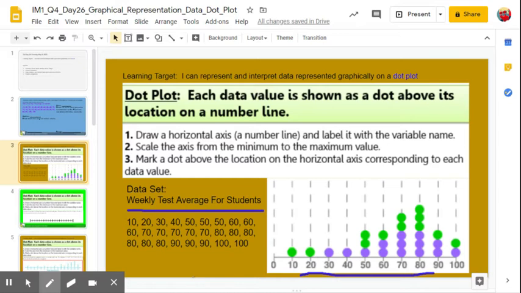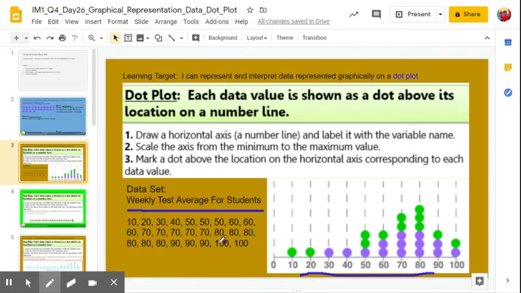Then here's our data set, and I have it in order for convenience. So it's 10, 20, 30, and so on. You see all the numbers that are there. Then all we do is scale. What's my smallest number? My smallest number is 10, and my largest number is 100. So I need to make sure this number line includes all the numbers, and we scale it somehow. In this one, we scaled it from 0 to 100. By all means, we could have gone from just 10 to 100 if we wanted to, but 0 seemed easy to keep in there.